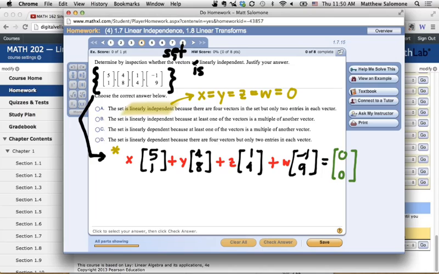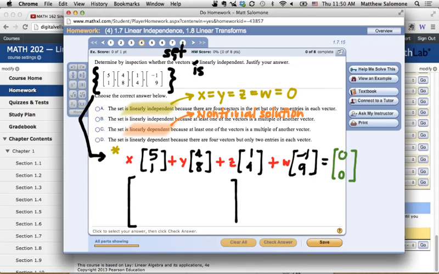But if there exists any other solution, any non-trivial solution, then these vectors are linearly dependent. And again, we're supposed to do this by inspection, but I wanted to do it kind of longhand to illustrate how it works: if there is a non-trivial solution, then these vectors must be linearly dependent. Because we're asking a question about a vector equation, let's turn that vector equation into an augmented matrix.